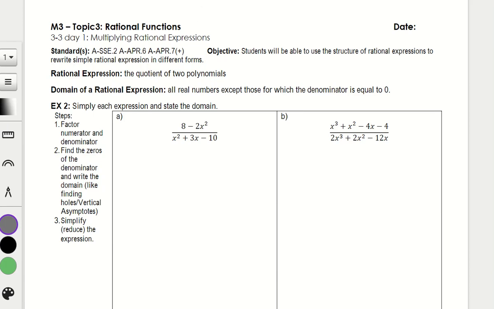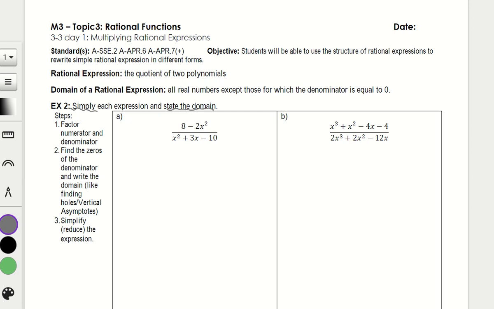Okay, so in this lesson, we're looking at multiplying rational expressions. First, we're going to start with really just simplifying them. And so today we're going to have problems that ask us to simplify the expression, but also state the domain. So we have the steps listed here to follow.